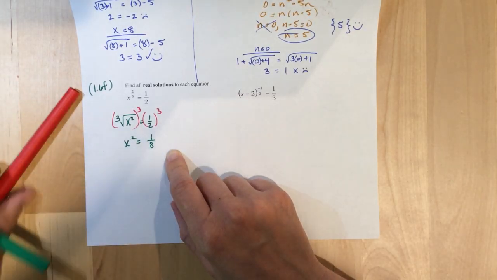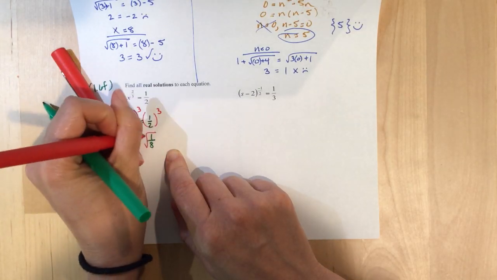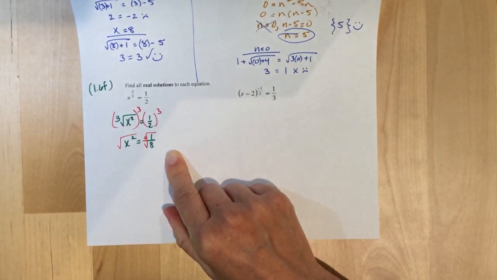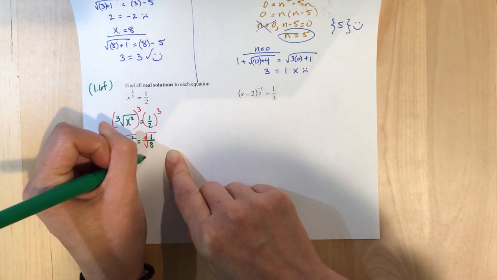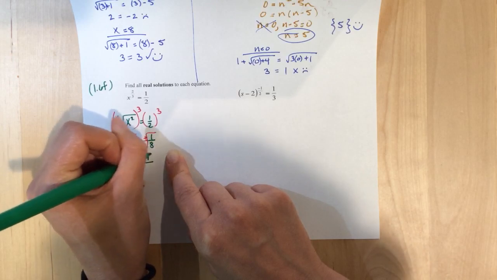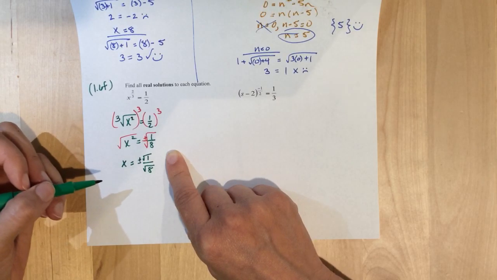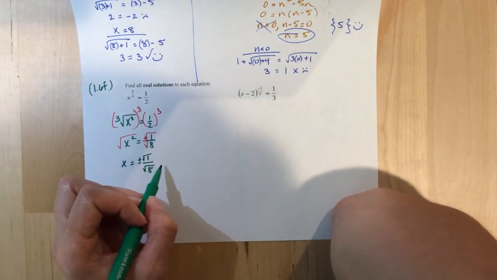So now we square root both sides, not forgetting that we have to add in the plus or minus when we introduce a square root. So x equals plus or minus the square root of 1 over the square root of 8, because that's a legal move. But now, what's the square root of 1? 1.